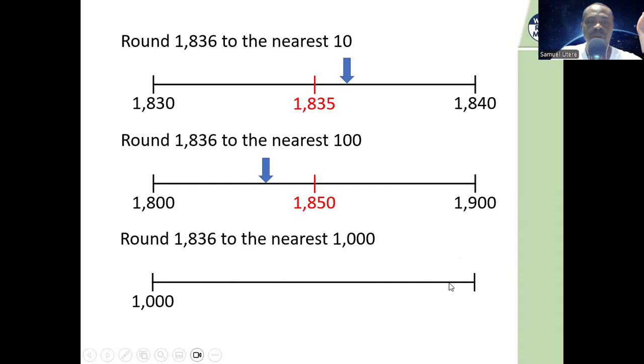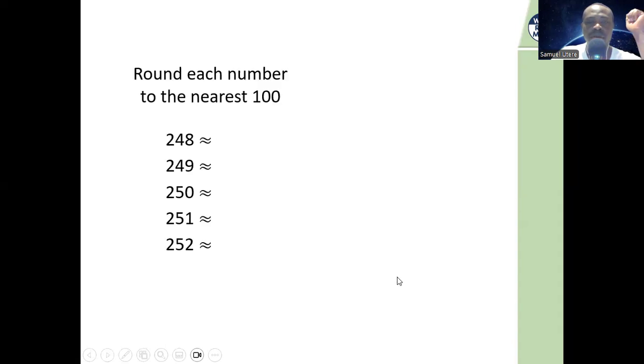You put down your number line. And which is the nearest 1000 that is greater than 1836? Of course, you would say it's 2000. What is halfway between them? You say, well, it's 1500. Okay, where would we put 1836? We say, well, it should be closer to 2000. So that number rounds to 2000.